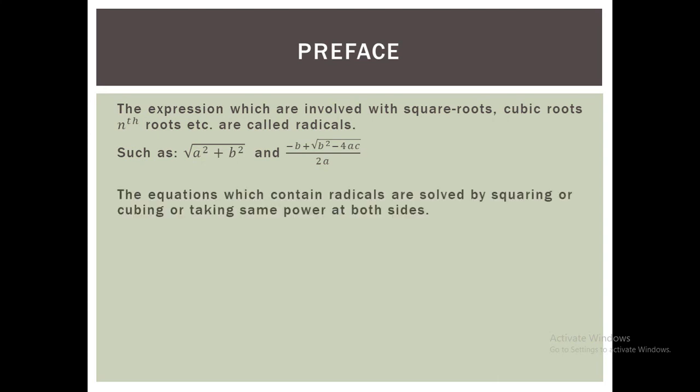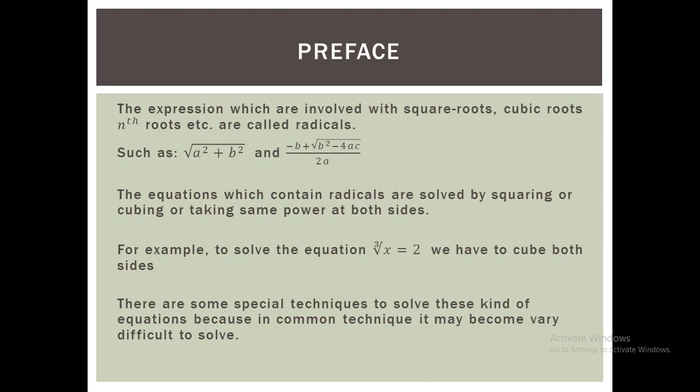The equations which contain radicals are solved by squaring or cubing, or taking the same power on both sides of the equation. For example, to solve the equation cube root of x equal to 2, we have to cube both sides. There are some special techniques to solve this kind of equation, because with common techniques it may become very difficult to solve.